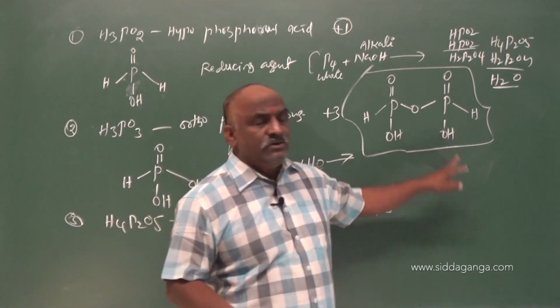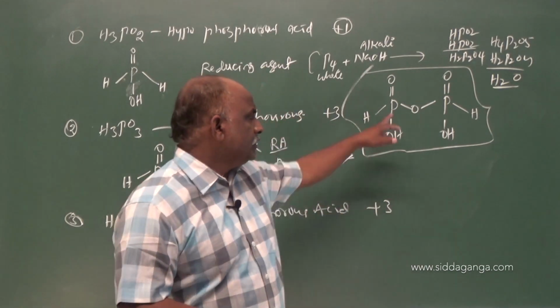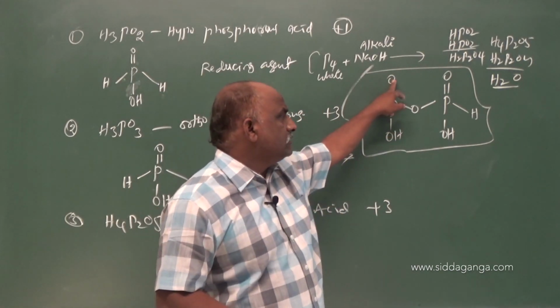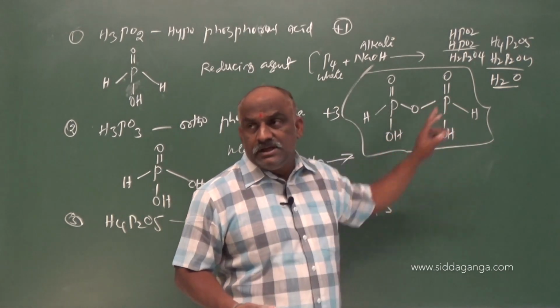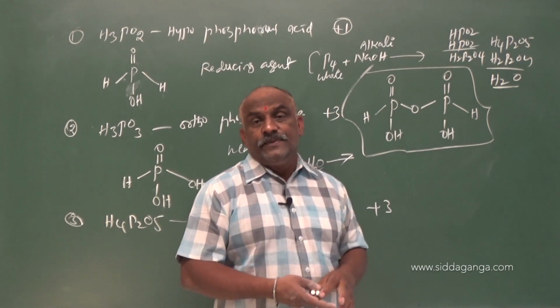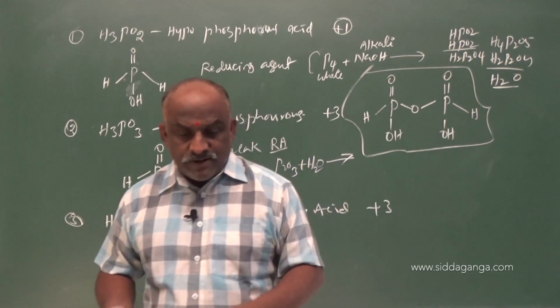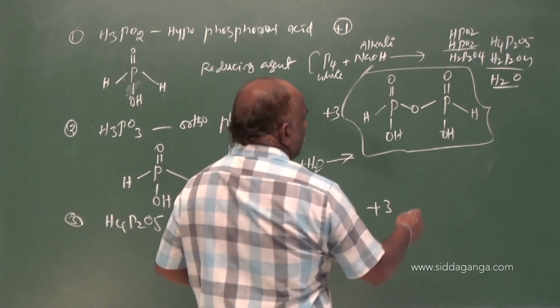Pyrophosphorus acid is also dibasic, with 2 P-OH bonds, 2 P=O bonds, 1 P-O-P bond and 2 P-H bonds. It is also a strong reducing agent, and it is prepared from PCl3 treated with H3PO3.